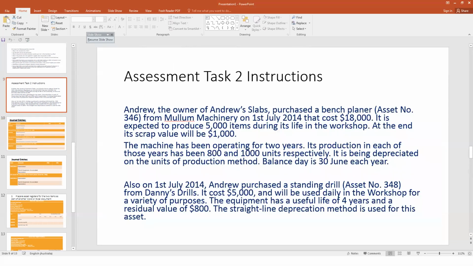Okay, let's go back again to the case. I don't know why my mouse is not working, but let's say in the case the machine has been operating for 2 years, its production in each of those years has been 800 and 1000 units respectively. It is being depreciated on the units of production method. So you need to now do depreciation.